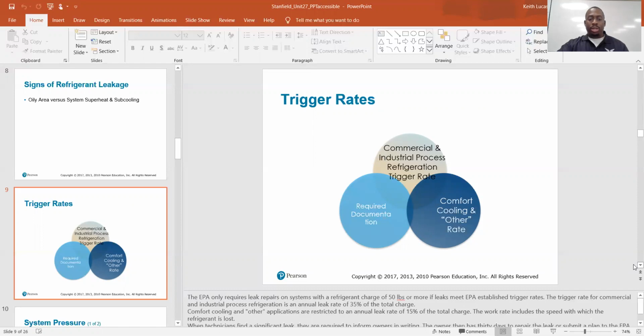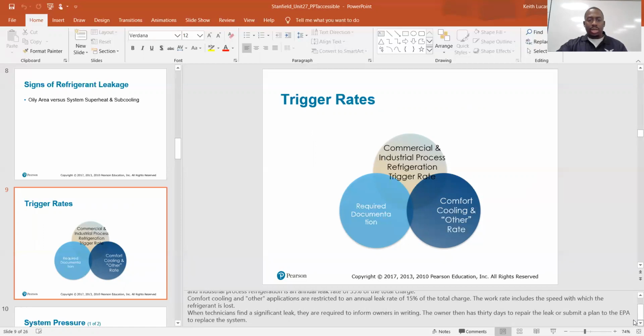Comfort cooling, which is air conditioning, like residential, like commercial. Comfort cooling and other applications are restricted to an annual leak rate of 15% of the total charge. The leak rate includes the speed with which the refrigerant is lost. When technicians find a significant leak, they are required to inform owners in writing. The owner then has 30 days to repair the leak or submit a plan to the EPA to replace the system.